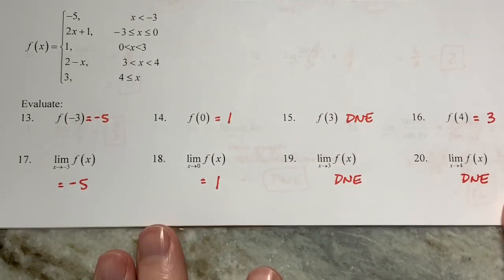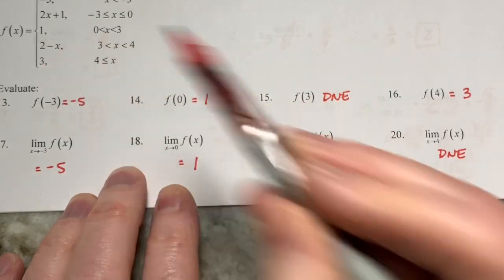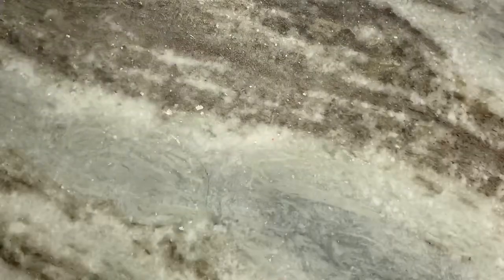And then the limit as x approaches 4. From the left, it's -2. From the right, it's +3. Those don't match. And again, that limit would not exist. All right? Let's look at number 21.